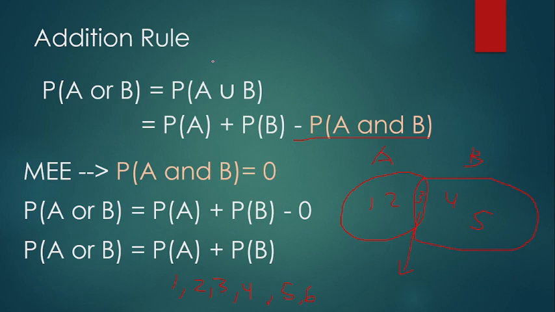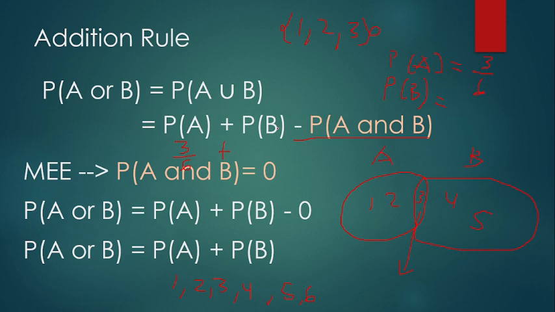What are the elements of your set A? You have 1, 2, 3. How many elements do you have out of the 6 in the sample space? You have 3, correct? So therefore, the probability of your A is 3 out of 6, or 1 half. Same goes for B. Now, Sir Jai, are you telling us that if they are both 3 over 6, for example, we need 3 over 6 plus, how about the probability of B?